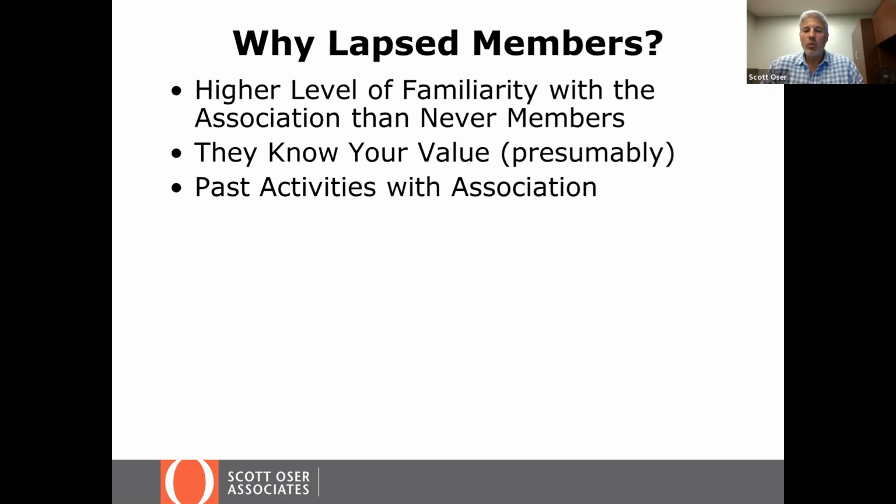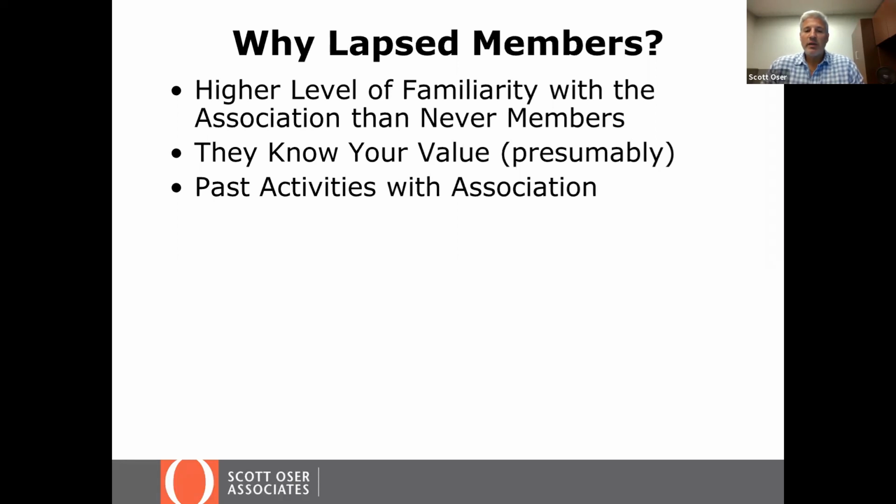It shows, number one, things that they're going to be missing, right? Things that they're not getting access to anymore. But they also have that knowledge of, and it kind of goes back to the first two bullets, they also have that knowledge of what you do, of who you are, and if they were to come back, how they are going to once again benefit from membership.